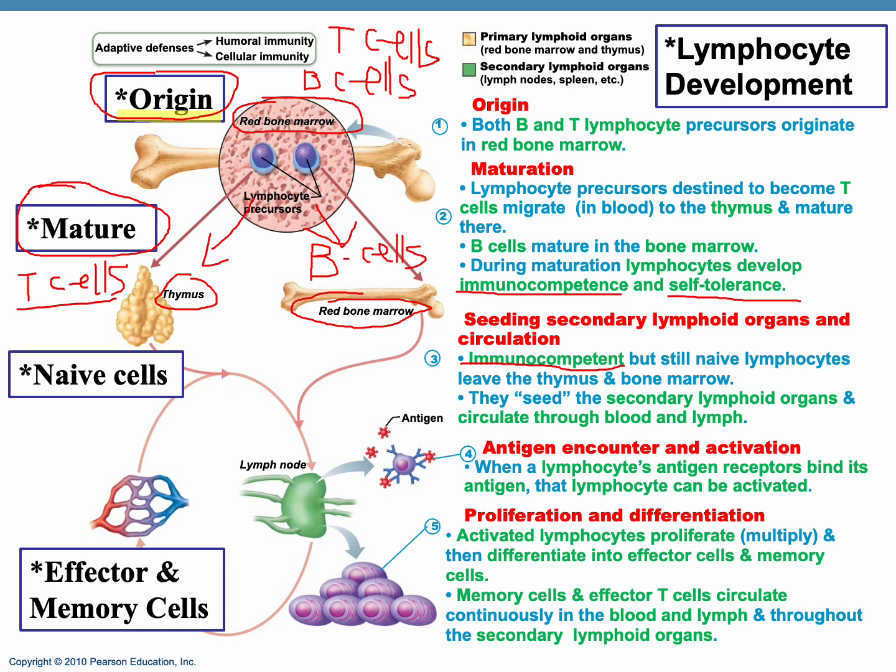So they develop this, and now they're still considered to be naive cells. But eventually, as they leave, B cells leaving the red bone marrow, T cells leaving the thymus gland, they're moving through your blood. They're moving through your lymph and your lymphatic system. And eventually, they may have that first encounter with an antigen.